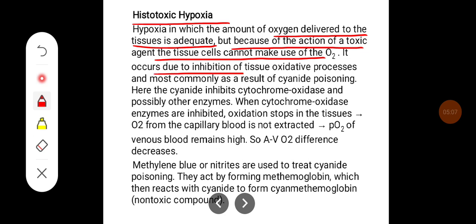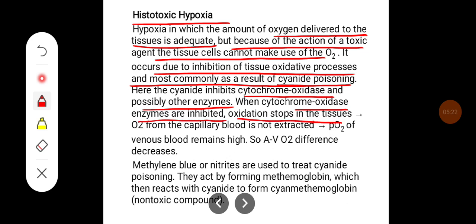It occurs due to the inhibition of tissue oxidase processes, most commonly as a result of cyanide poisoning. Here, the cyanide inhibits cytochrome oxidase and possibly other enzymes. When cytochrome oxidase enzymes are inhibited, oxidation stops in the tissues. Oxygen from the capillary blood is not extracted, so PO2 of venous blood remains high. So, the arteriovenous difference of oxygen decreases.